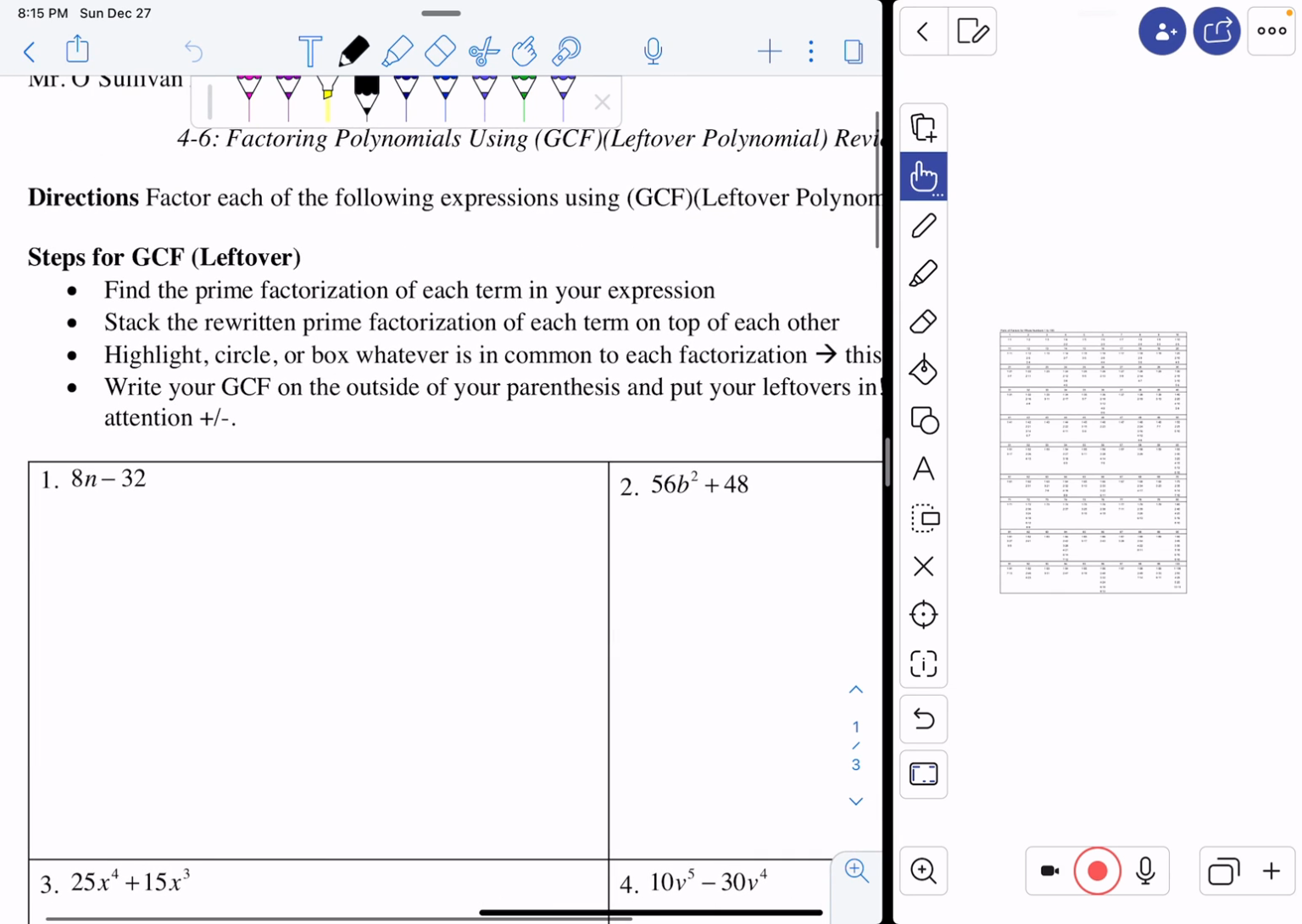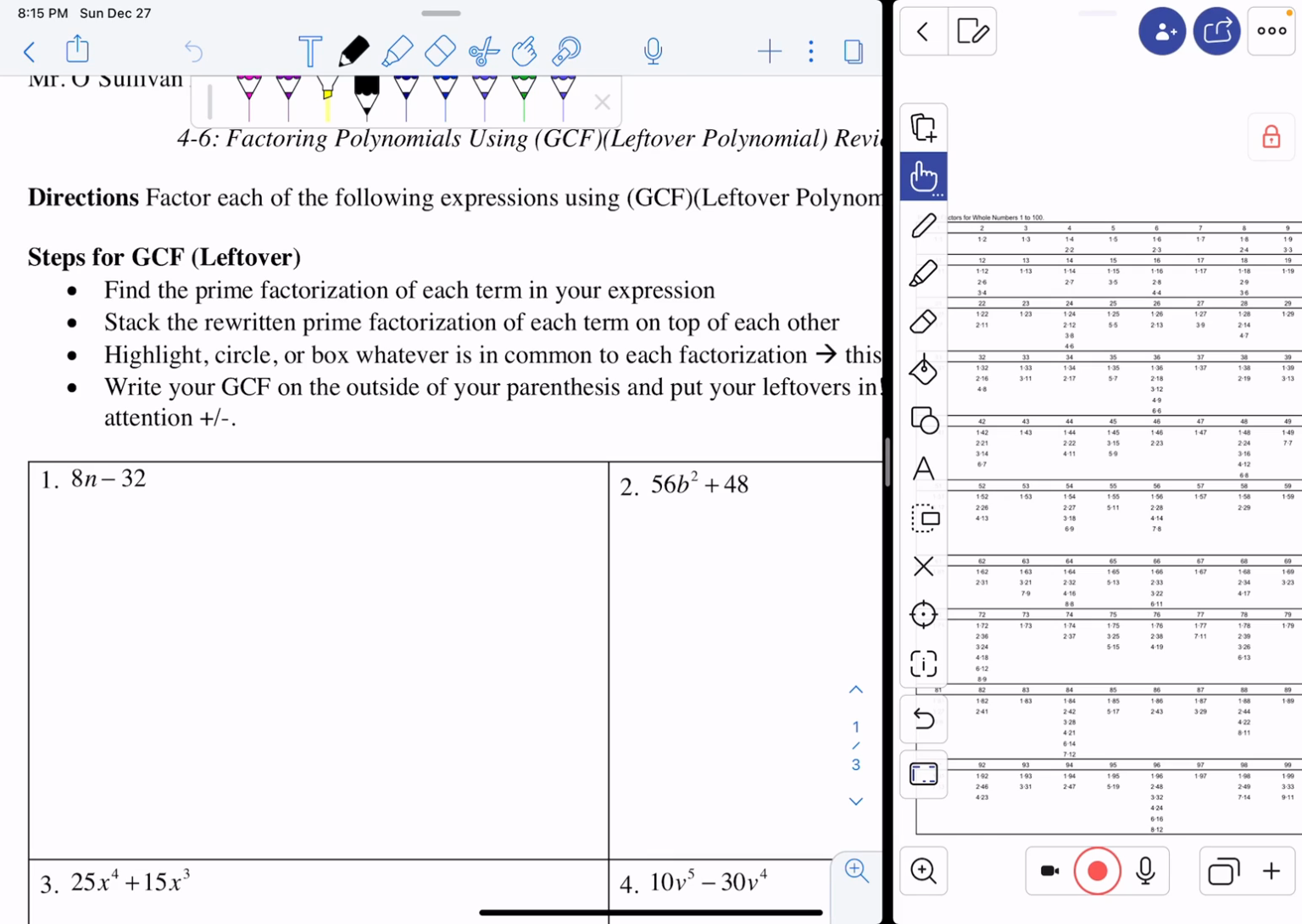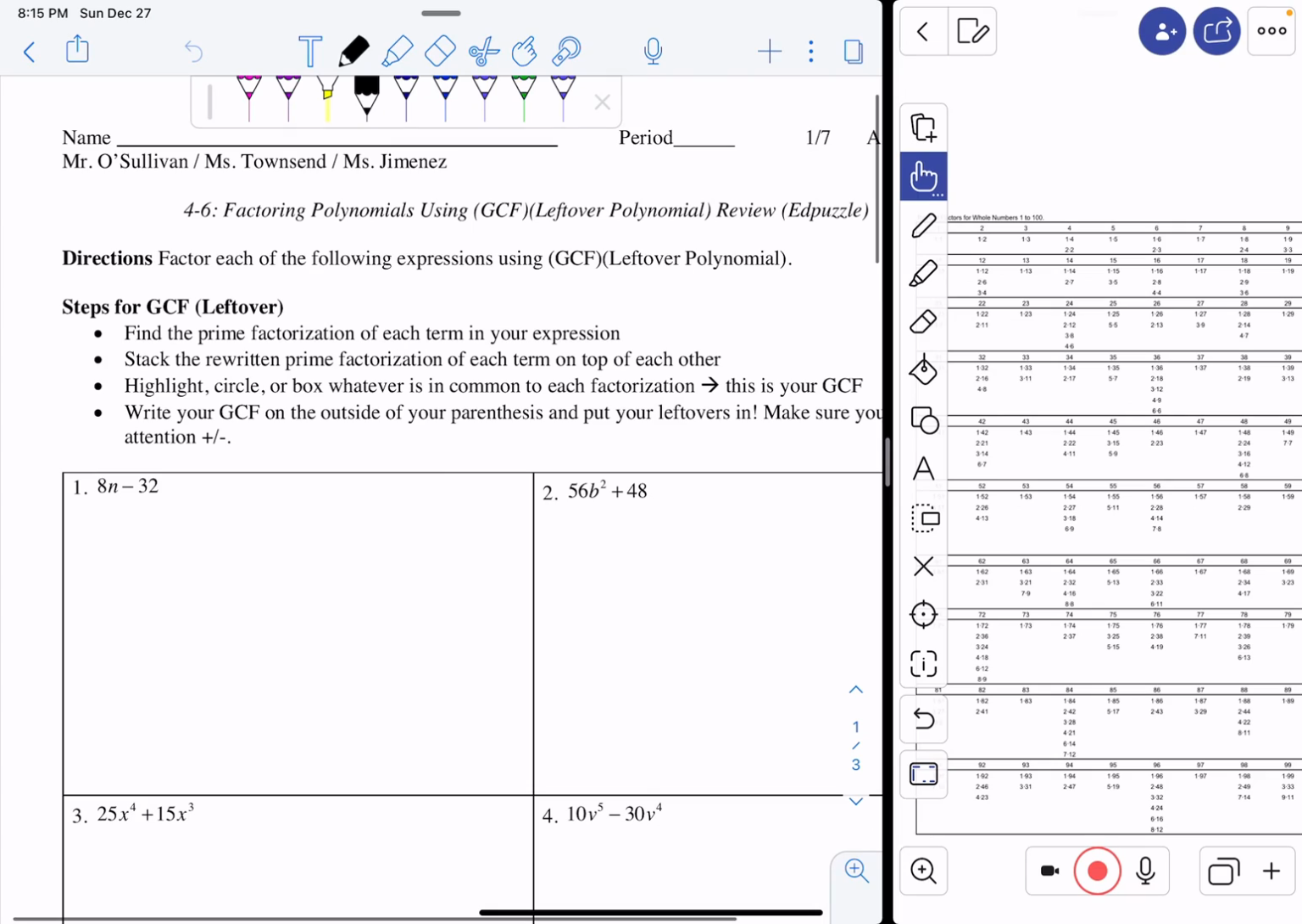In case you forgot our steps, we find the prime factorization of each term in our expression. We then stack the rewritten prime factorization on top of each other. Highlight, circle, or box whatever is in common to each factorization. This is your GCF. Write your GCF on the outside of your parentheses and make sure you pay attention to plus or minus.